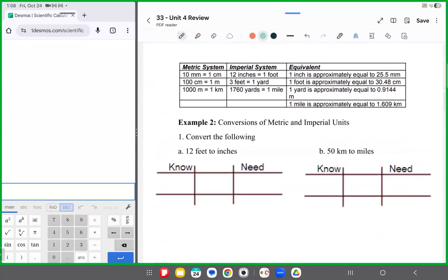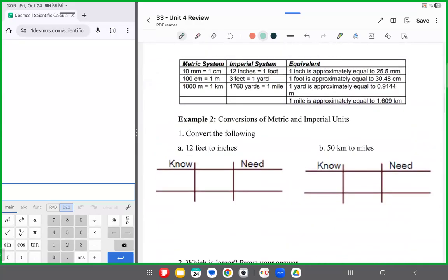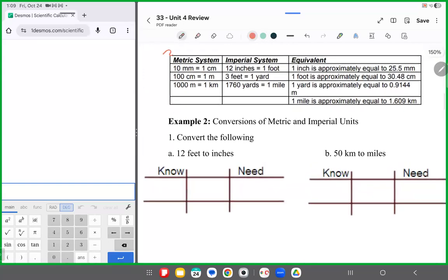Example 2 has us deal with converting metric units. And so we're going to have our chart. And we have, again, from the textbook, the metric and imperial system chart. So we just copy and pasted that. Keep in mind, the textbook uses these values. So if you don't use these values specifically, your answers will differ from what the answers in the book are going to be. Okay, because they just assume this is what you're going to use.